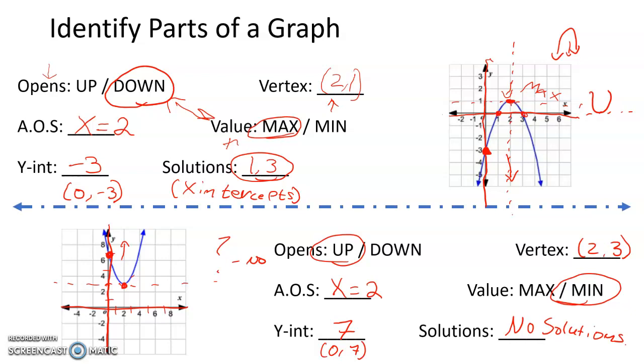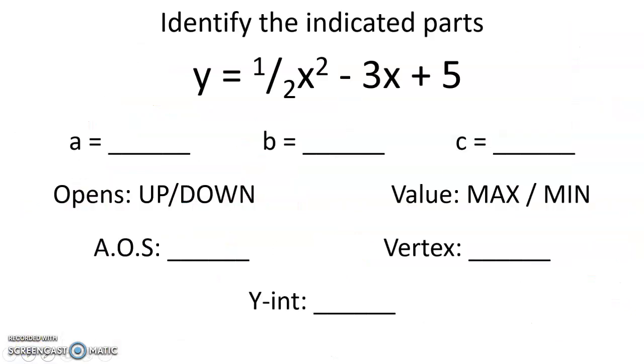Let's go ahead and go forward here. Let's work out some stuff algebraically. So let's identify these indicated parts of this graph and work out these parts here. So y equals 1/2 x squared minus 3x plus 5.